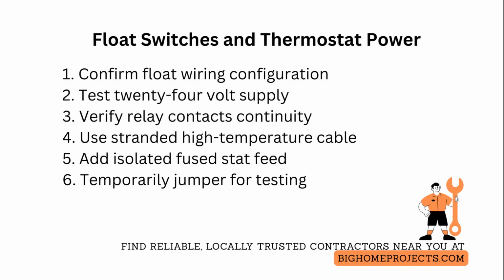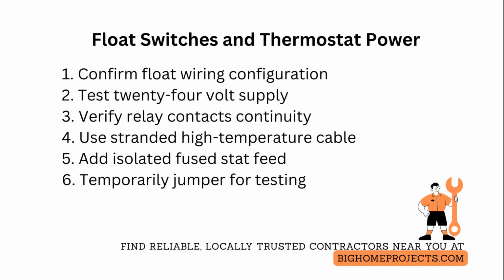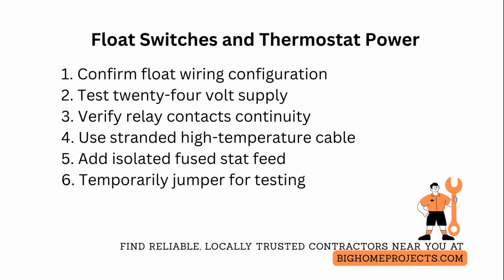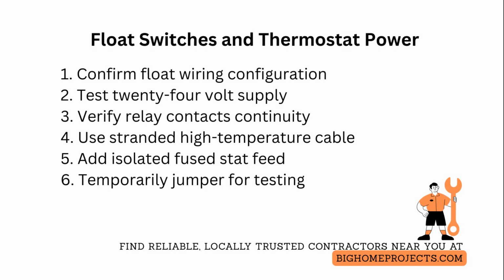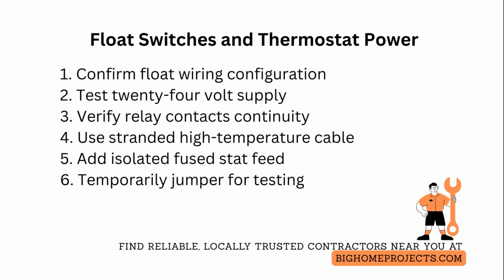So first confirm whether the float is wired in series with the R power or using an isolated dry contact. If it is in series, you will see no 24-volt signal to the stat, and the display will be blank. So test for 24 volts between R and C at the air handler with the float both seated and lifted to reproduce the fault. If the system uses a dry contact relay, verify the relay coil receives power and that the relay contacts are closing. Measure continuity across the contacts rather than assuming the float itself is the issue.